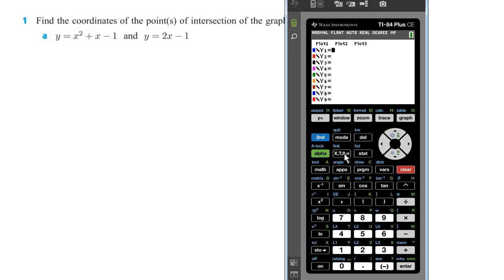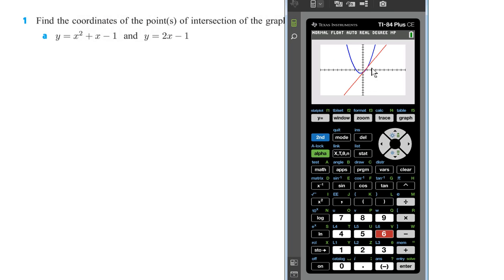Okay, so the first one we have is x squared plus x minus 1, and in the second one we have 2x minus 1. If this is your first time graphing on this, I would do zoom. Number 6 is zoom standard. It will give you positive 10, negative 10 on your axes. So there's the x squared plus x minus 1, and then here comes the 2x minus 1.